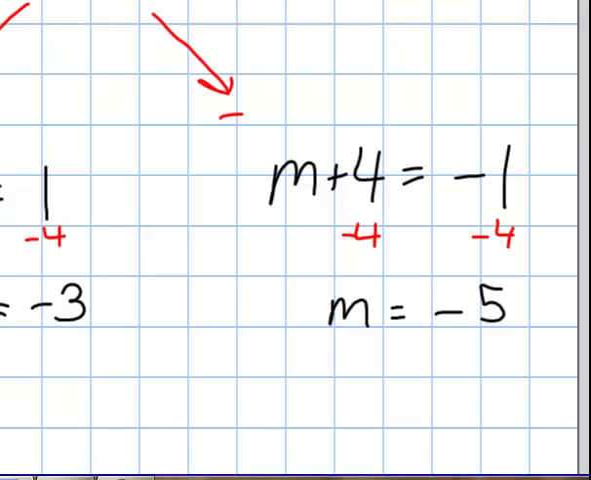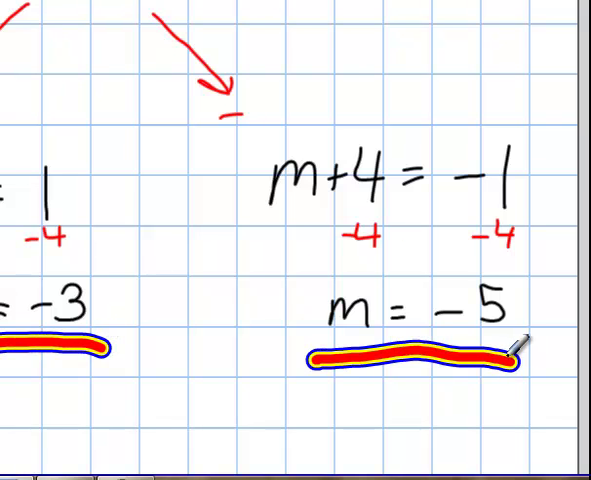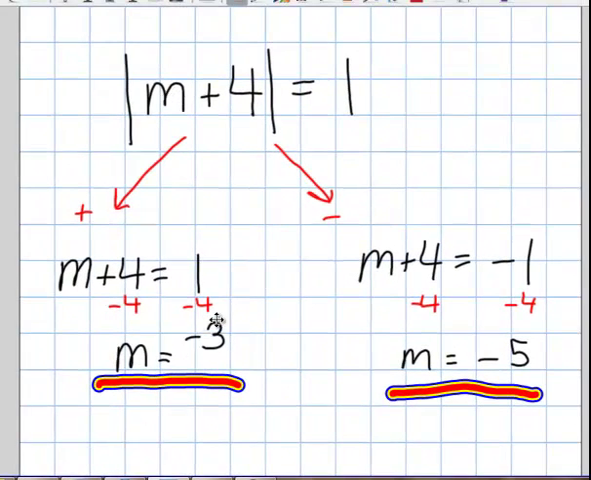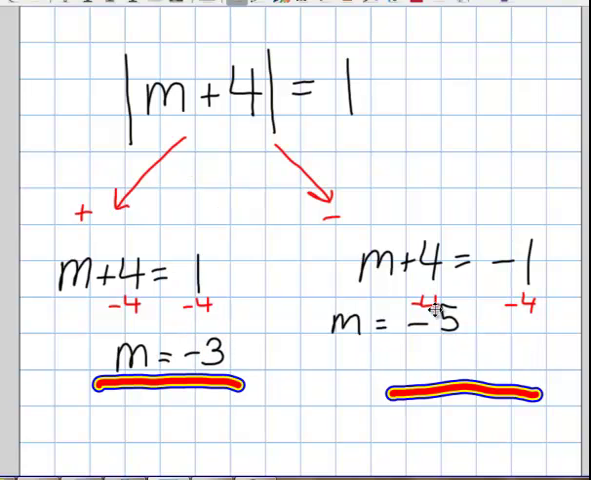We have these two answers, and we can check them to make sure that they make sense. So let's plug in a -3 here. -3 plus 4 is 1. The absolute value of 1 is equal to 1, so that checks out. And what about this one? If I had a -5, -5 plus 4 is -1. The absolute value of -1 is still positive 1, so that's why we get the two answers. Both of those check off, so they both work.